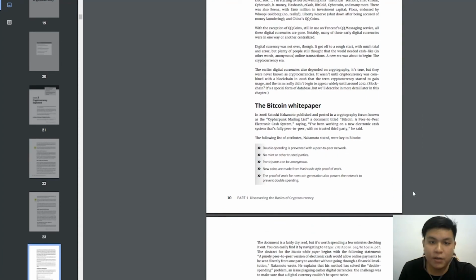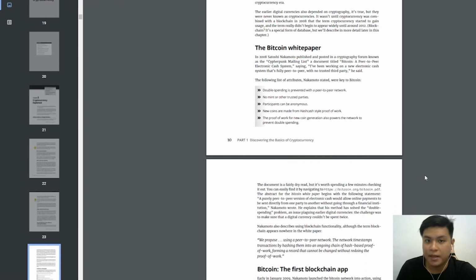Alright, so the Bitcoin white paper. Let's talk about the history of Bitcoin. In 2008, a certain guy with the name of Satoshi Nakamoto posted in a cryptography forum known as the Cyberpunk mailing list a document titled "Bitcoin: A Peer-to-Peer Electronic Cash System," saying, "I've been working on a new electronic cash system that's fully peer-to-peer with no trusted third party," he said.